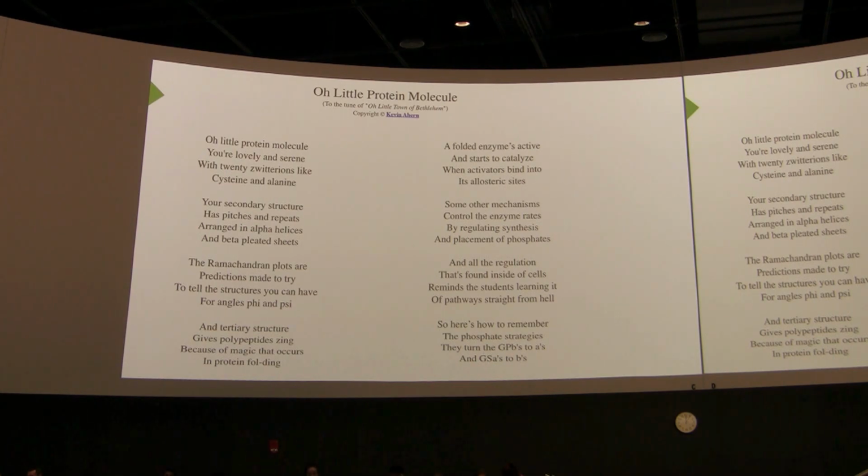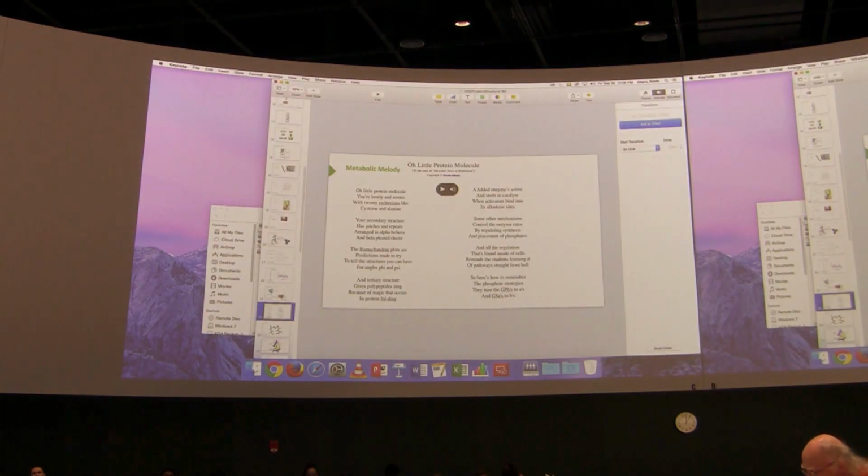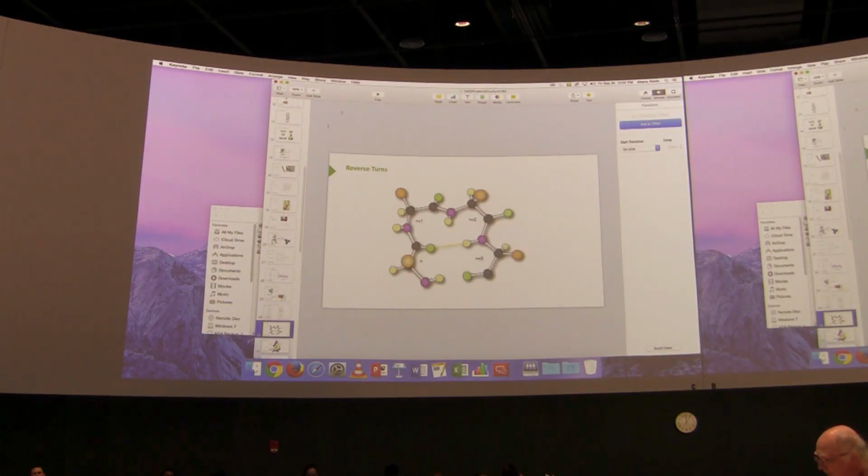So here's how to remember the phosphate strategies. They turn the GPBs to A's and GSAs to B's. And we'll talk about all that later. So, okay. That was a long one, that's right.